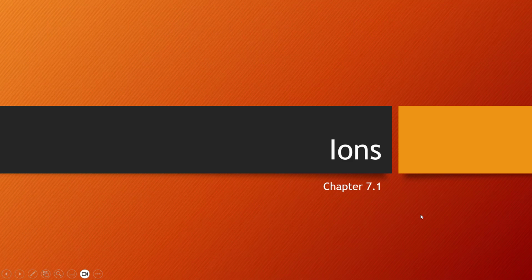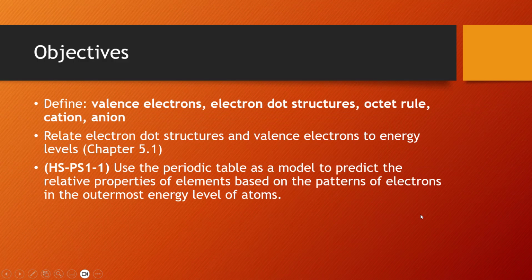This video will be on ions from chapter 7.1. Be able to define valence electrons, electron dot structures, the octet rule, a cation, and an anion. We will define each of these in the lecture.